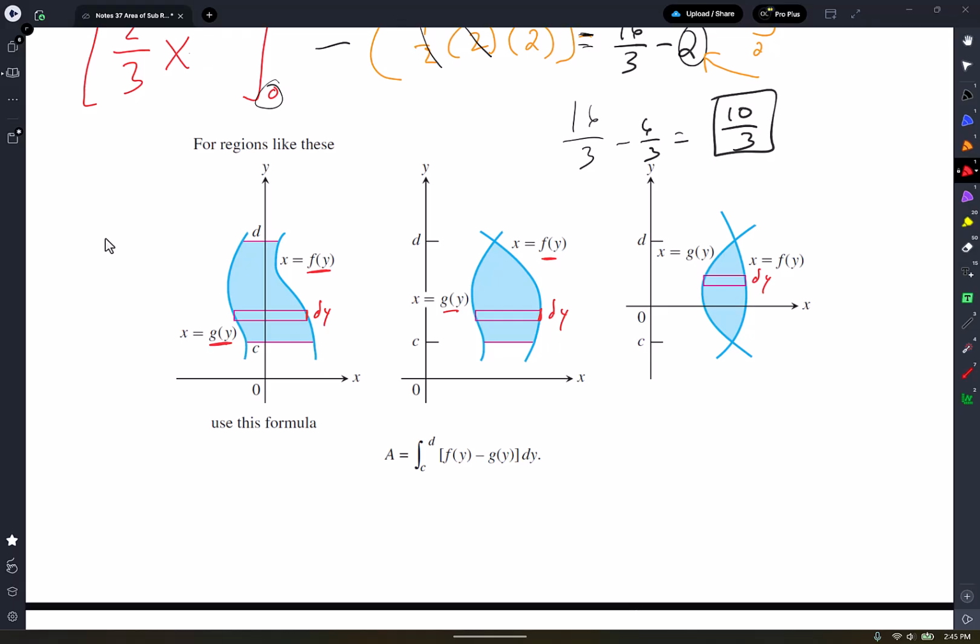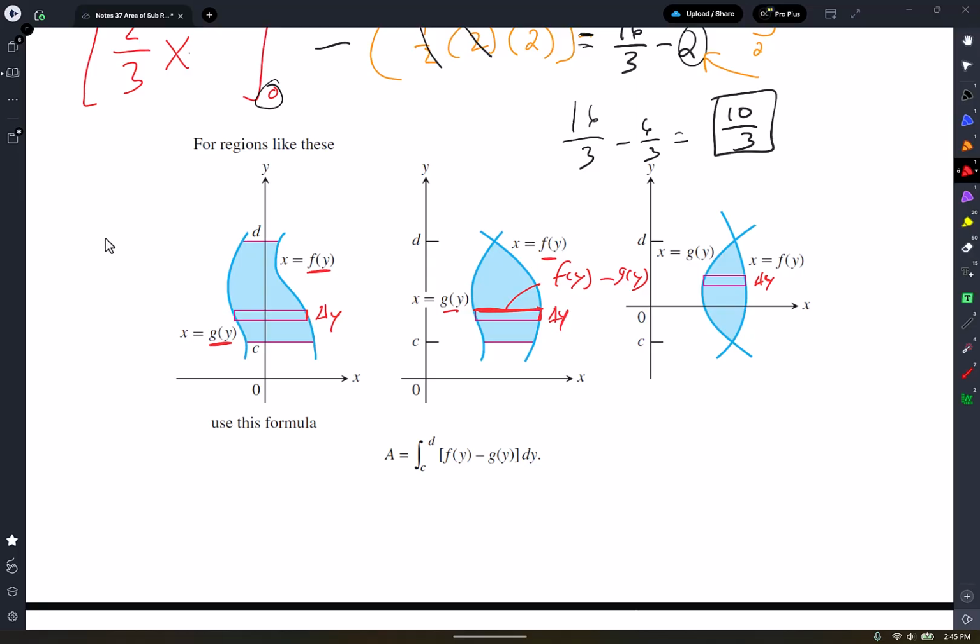It's like delta y. Yeah, maybe I should say delta y. Delta y, and then delta y. That's a change in y. Do you guys see that? And then the height is this right here. So what is this height? The height right here is going to be f of y minus g of y.